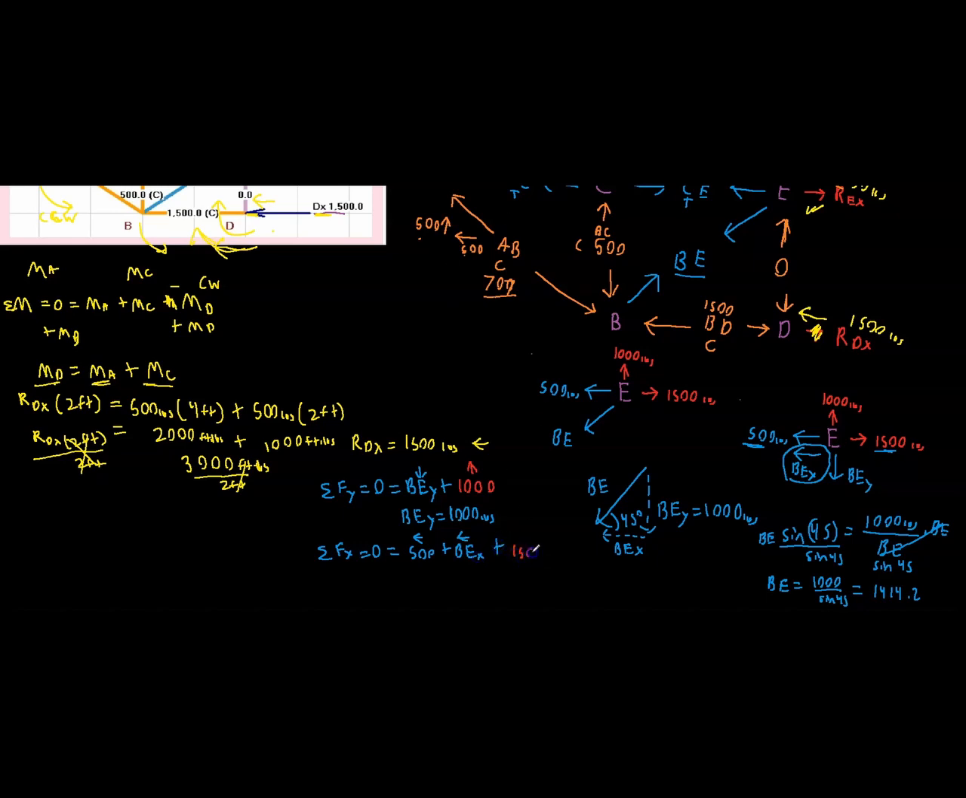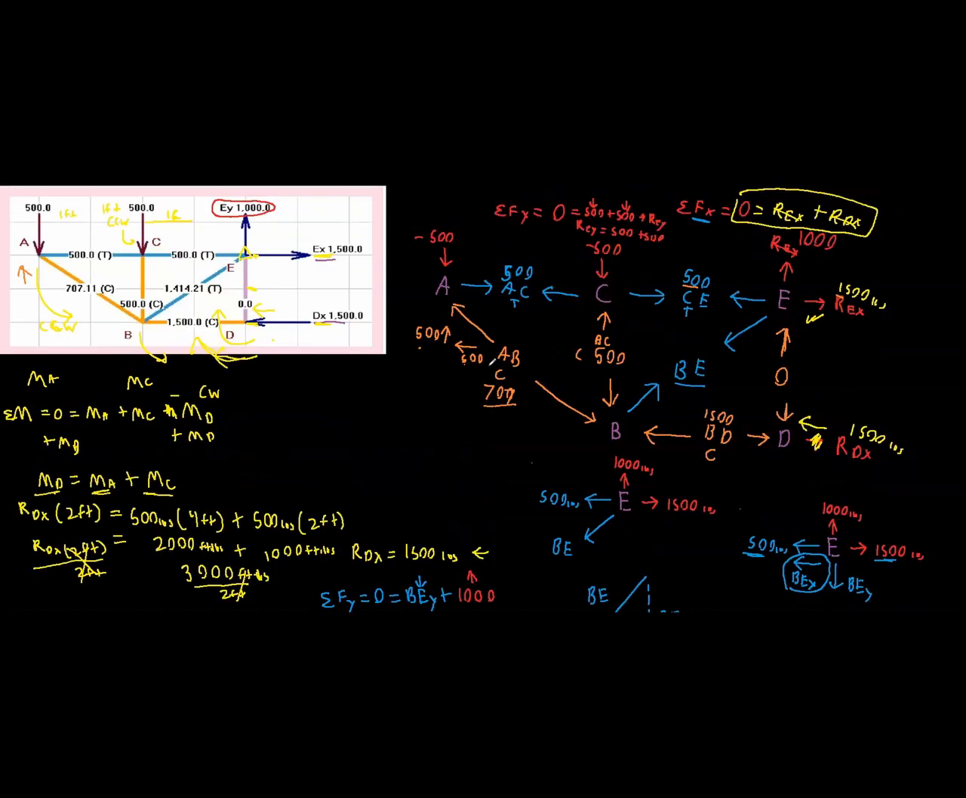plus 1,500 pounds to the right. Therefore, we know that BEX also has to equal 1,000 pounds. That's also kind of intuitive because of the 45-degree vector, that both the X and the Y component would be equal. But then we could do, since we know that this is also 1,000, a squared plus b squared equals c squared, and you would have also gotten 1,414.2. And so that's how we get 1,414.2 pounds of tension for B.